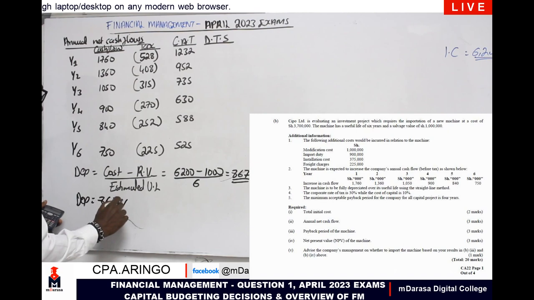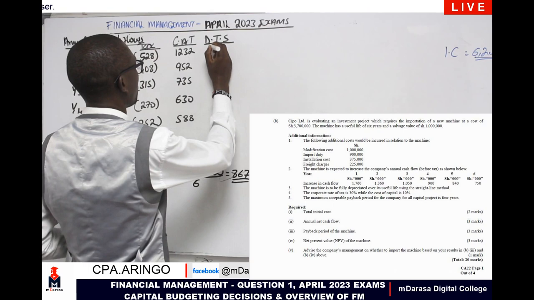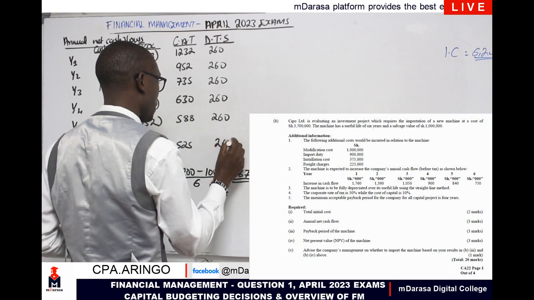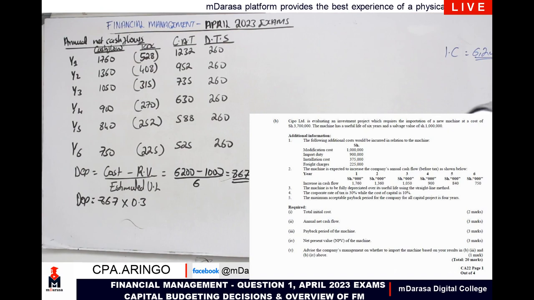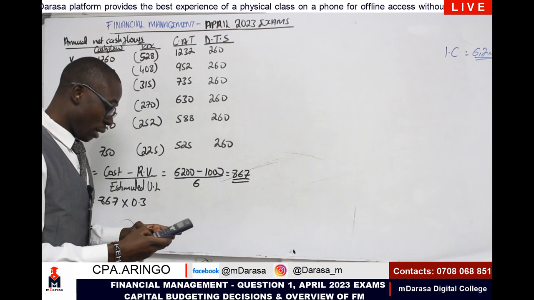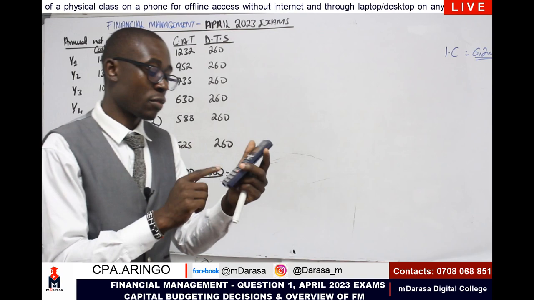I need the tax shield times 0.3. So times the tax shield 0.3, which will literally give us what? 260. So I'm having our depreciation tax shield here to be 260. Literally, I am adding this depreciation tax shield, 260 each year. Once we have determined that, actually, you can remove this. Remember what I've done? I've just taken it directly, where I'm having 6.2 minus 1,000, which was our residual value, divided by 6 to get that value, which is 866. With that value, I just multiply by 0.3 to get 260.